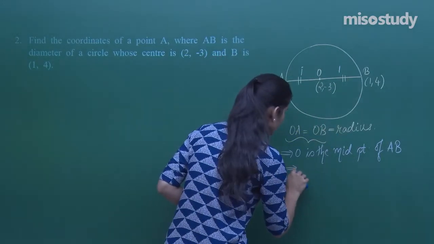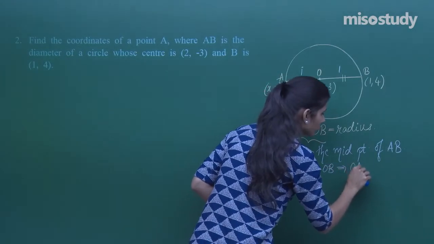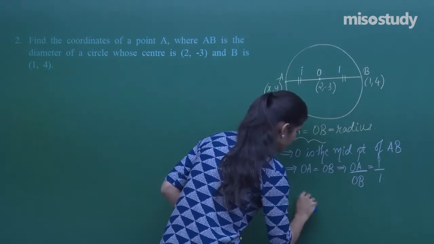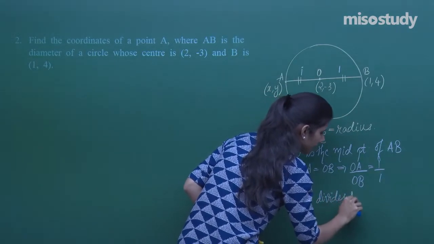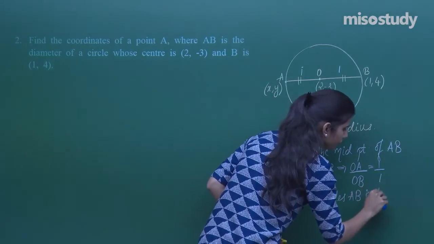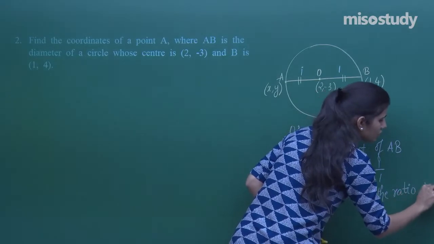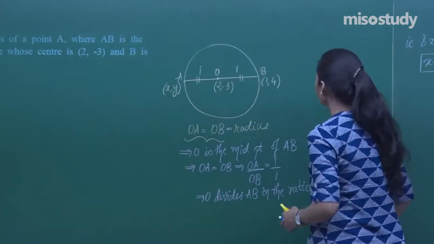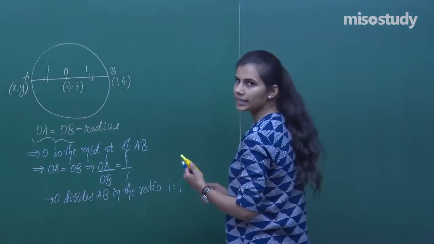Why? Because this implies OA is equal to OB, which implies OA upon OB is 1/1. This implies O divides AB in the ratio 1:1. You don't need to write all this. If you just remember the section formula for computing the coordinates of the midpoint of a line segment joining 2 points, you can directly use that.